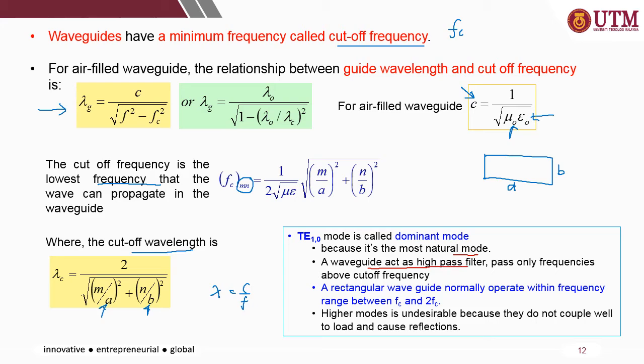A waveguide may act as a high pass filter that passes only frequencies above the cutoff frequency, so F larger than FC, to ensure that the wave is propagated using the specified TE or TM mode. A rectangular waveguide normally operates within the frequency range between FC and 2FC. Higher modes are undesirable because they cannot couple well to the load and cause higher reflections.